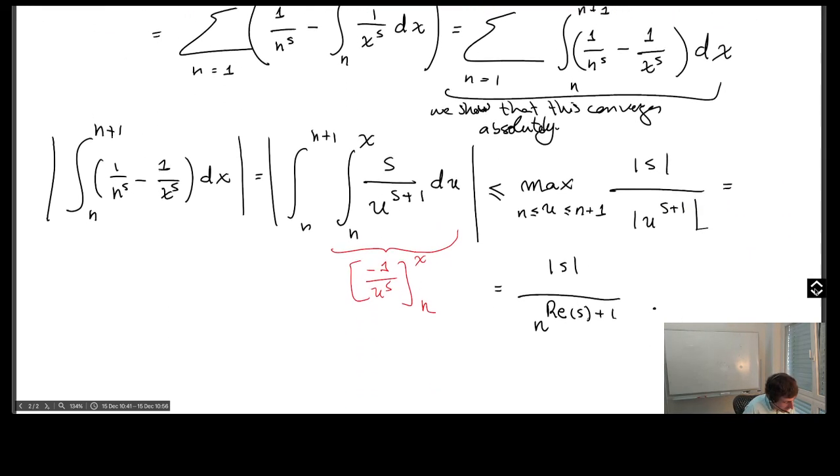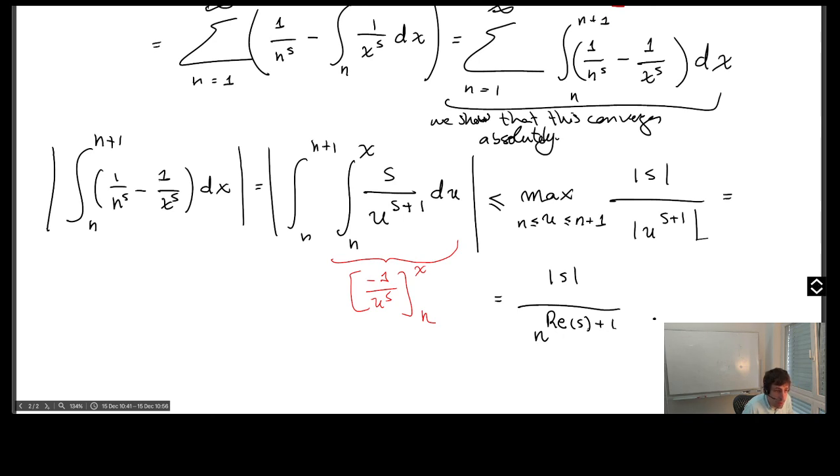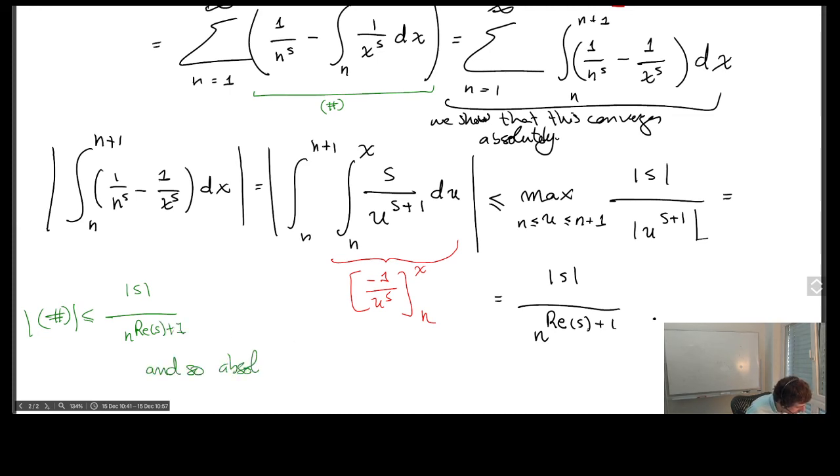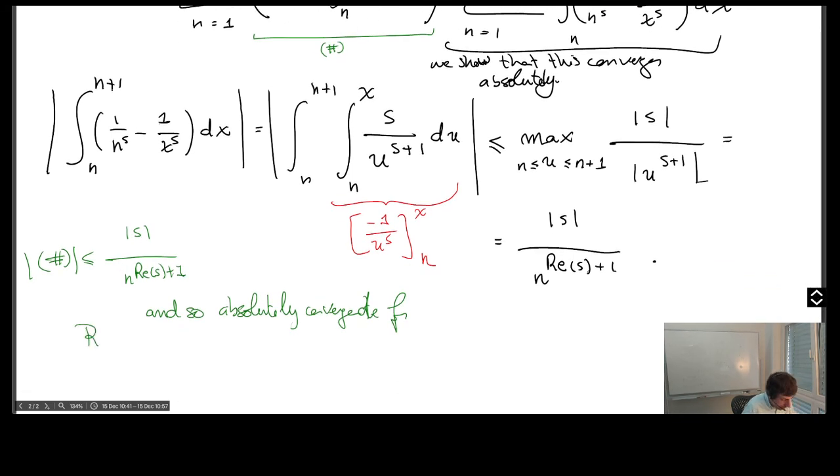And so the series is bounded by just taking the sum. This series here, let me see if I can put everything on the board at the same time. This series here is bounded in absolute value by s over n to the real part of s plus 1. And so it is absolutely convergent, convergent for the real part of s bigger than 0.